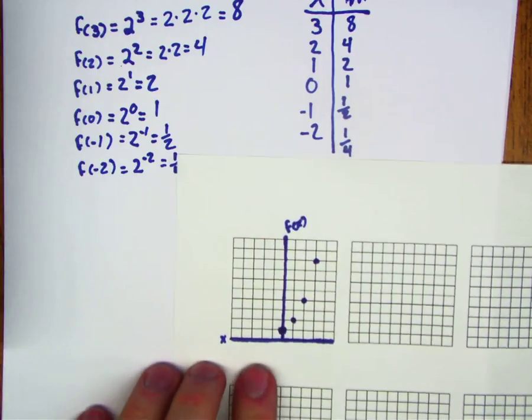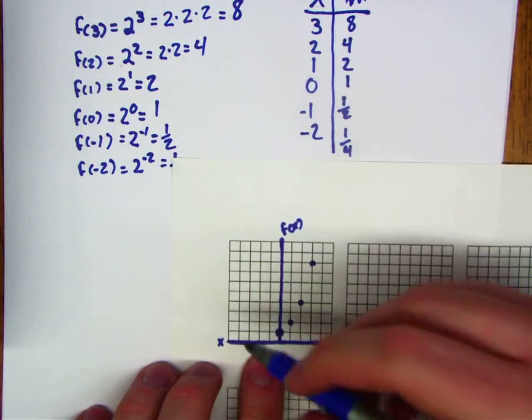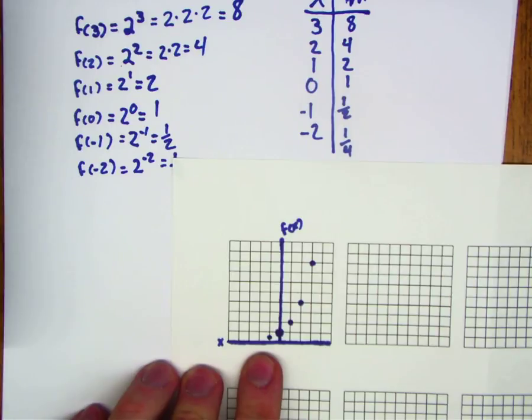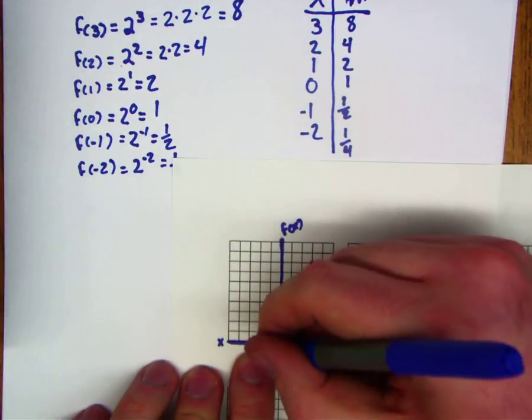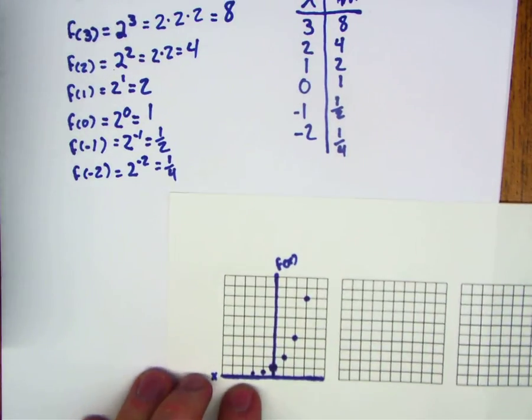Next up, I'll go to -1. According to that, I had a value of 1/2, so go to -1 and up only about halfway. Here I'm going to start getting a little close to the line. And then for -2, I'll have a value of 1/4. So at that point, it's barely sitting above the line.